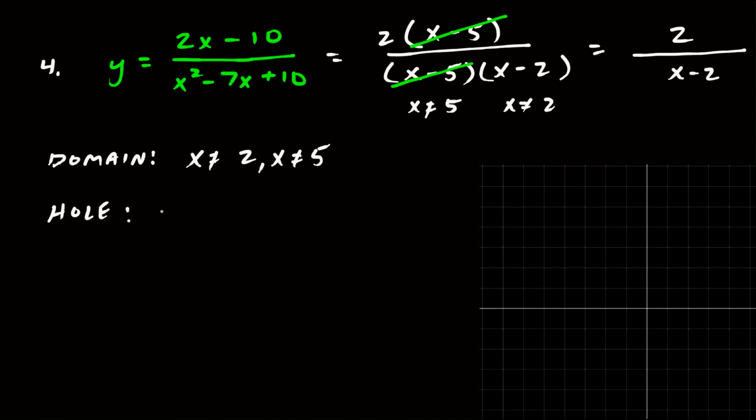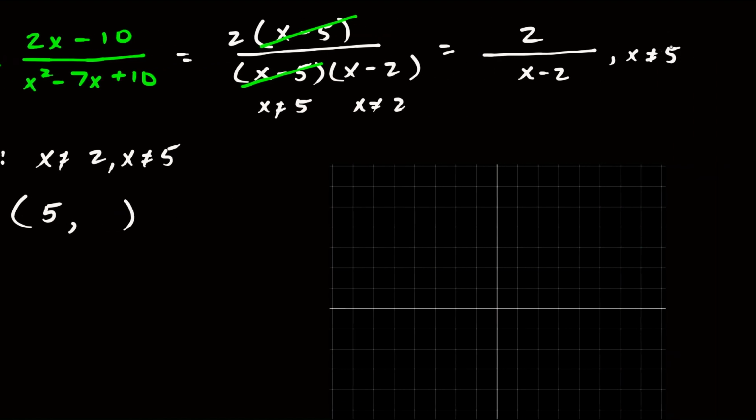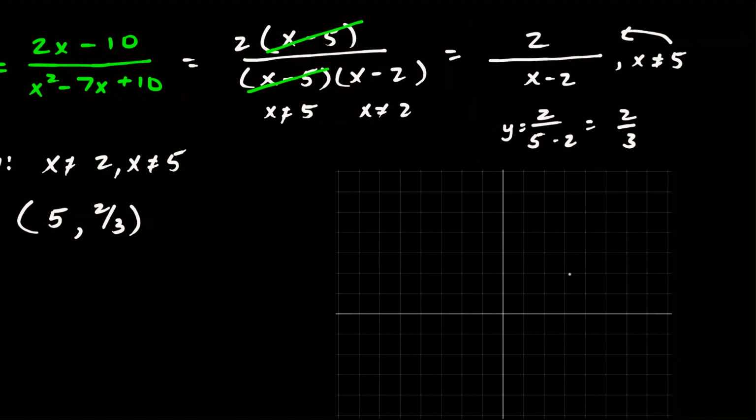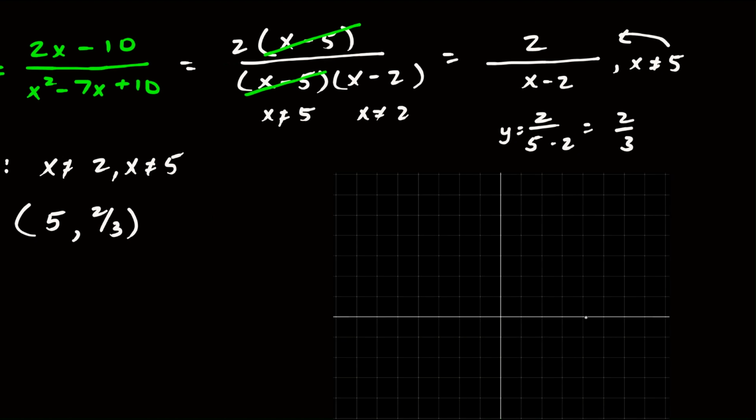So our hole, again, I'm going to write this one as a point. We've identified it as the 5 canceling out. So now we know we have to go and find that y value. So we're going to go ahead and substitute that 5 back in. And we'd have 2 over (5 minus 2), or 2/3. And that is the y value of our hole, simply 2/3. So let's go ahead and put that in. 1, 2, 3, 4, 5, up 2/3, and we're going to have a hole.